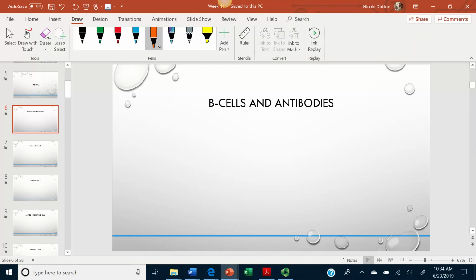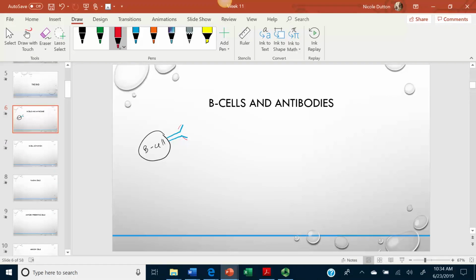The next thing I'm going to talk about is B cell activation. So a B cell has an antibody on it. And these antibodies are way larger than what they actually are. In this picture, I drew them huge just so you can see them, but they're really tight against the surface of the B cell.